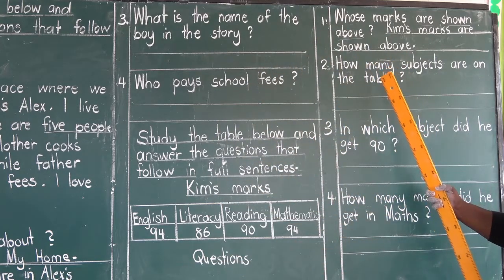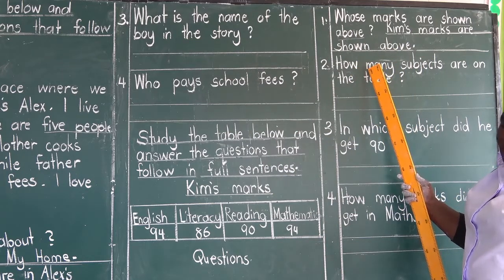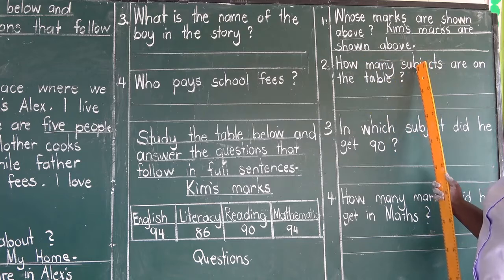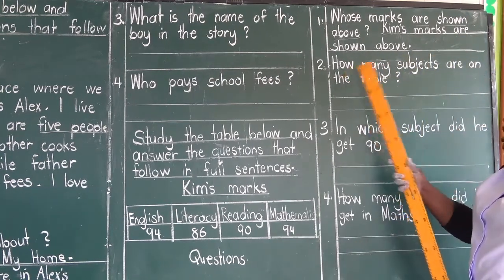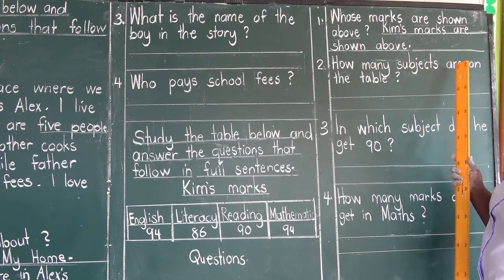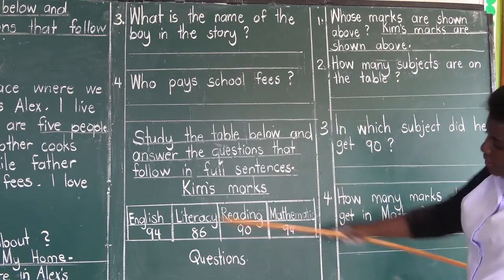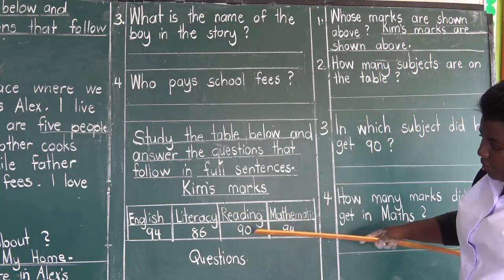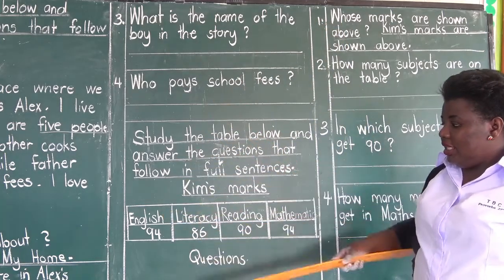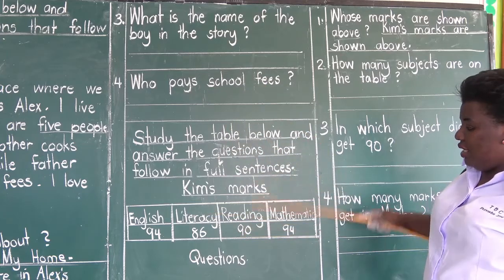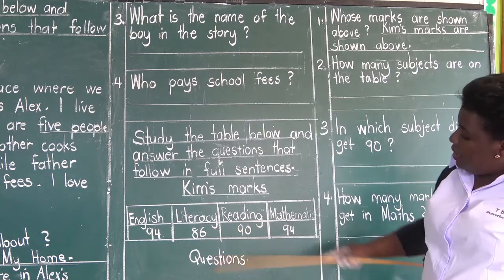How many? I think you still remember what I talked about. How many? They're asking for the number. How many subjects are on the table? Let me go back and count how many subjects. These are subjects, the ones you learn at school. When you go to school, there is a teacher of English subject, a teacher of literacy subject, a teacher of reading subject, mathematics subject. So these are subjects. Let me count how many.